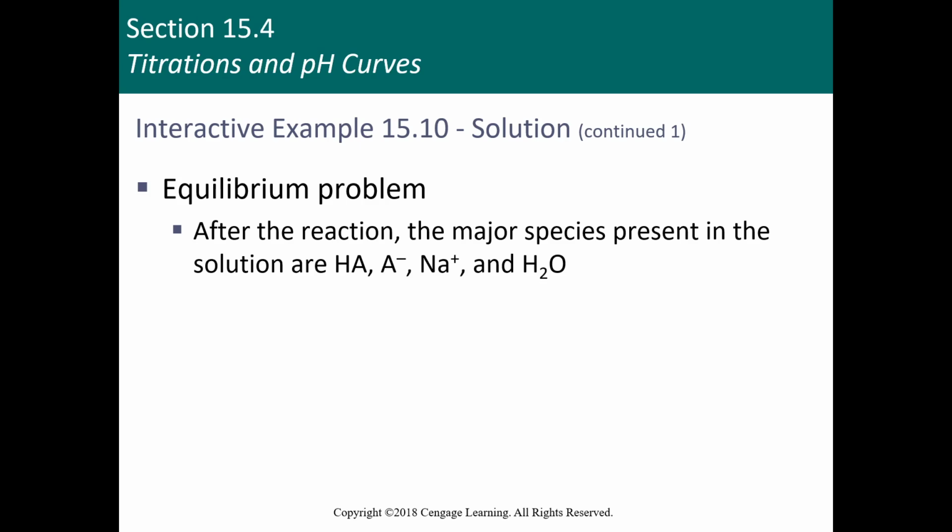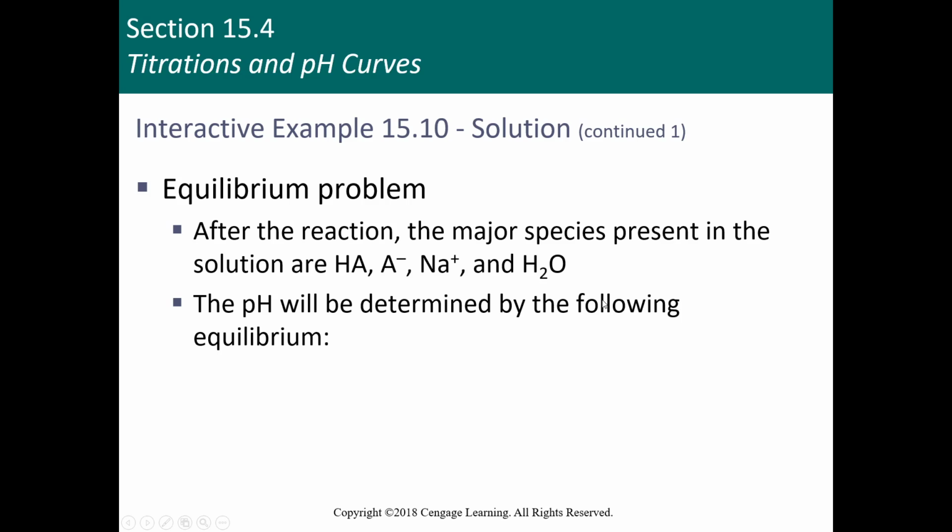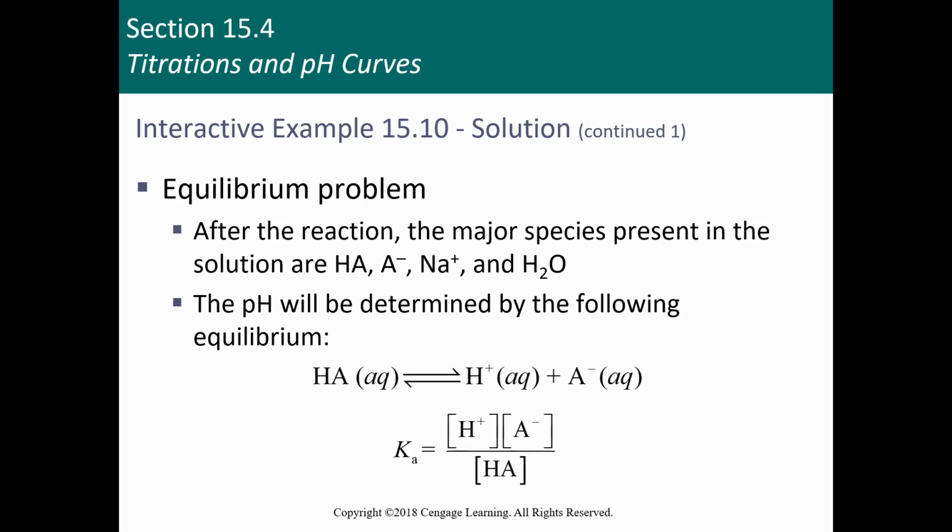So the equilibrium problem. After your reaction, the major species that will be present will be your HA, which is your acid, your A minus, which is your conjugate base, sodium, which won't matter, and water. So the pH is going to be determined by our normal acid dissociation equilibrium. HA going to H plus and A minus. Again, this is our equilibrium expression.